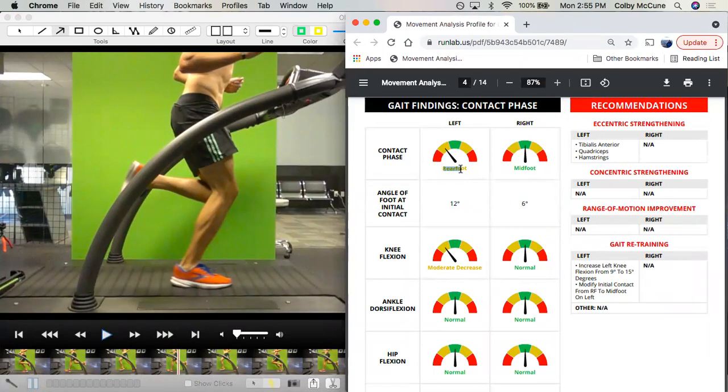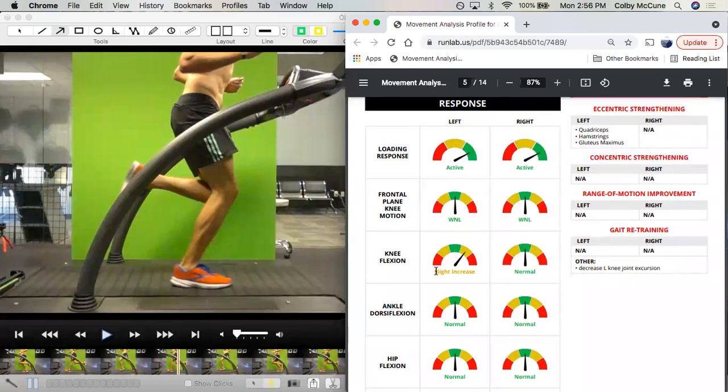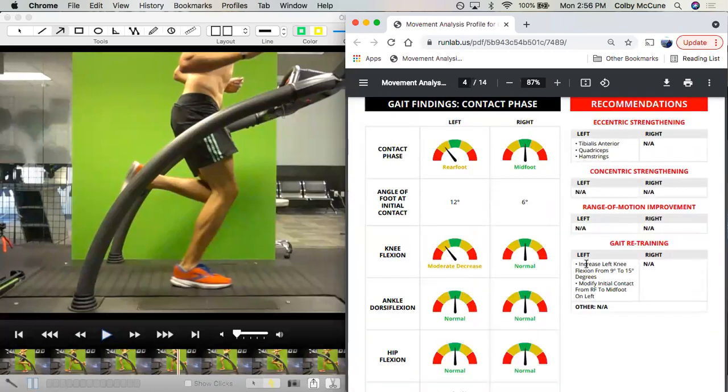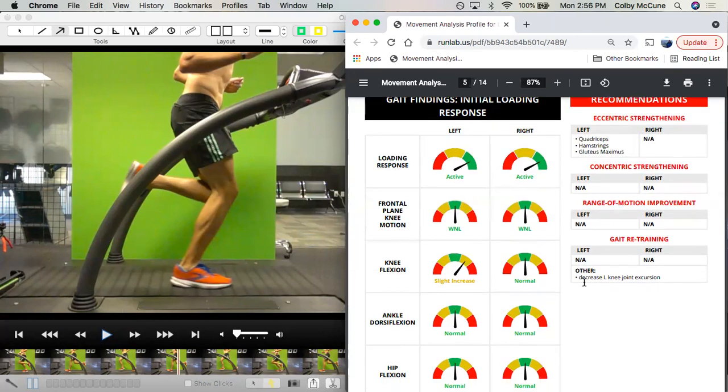You go from the rear foot strike on the left with decreased knee flexion right when you contact, to then slightly increased during that loading response, right? So it says increase knee flexion from about 9 to 15 degrees at the contact point, and modify initial contact from rear foot to midfoot. Essentially, get this left striking point at the foot and the knee to look like the right, and then decrease the left knee joint excursion. Excursion meaning the change, right? How you went from decreased at contact to increased at the lowest point. The amount of change is double the amount of the right.